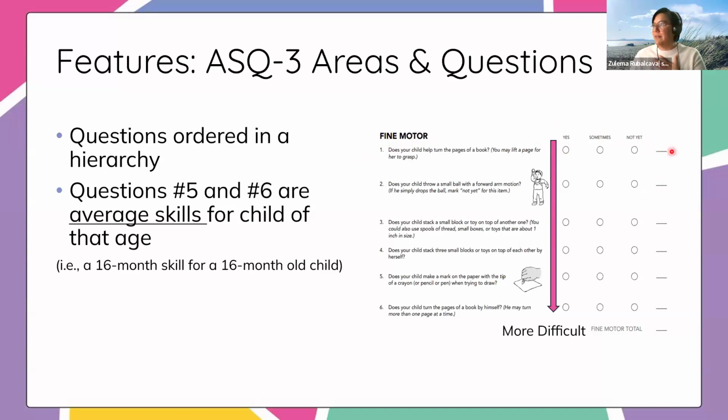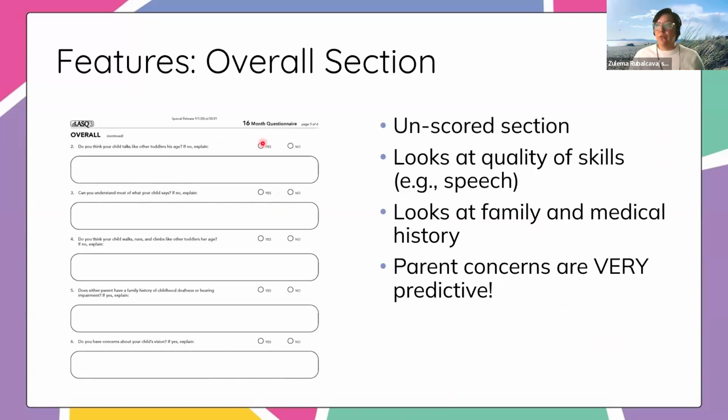You'll see that there's a little line here, and that's a reminder that I'm going to score this, right? I'm going to give this a score depending on how the family answered, and then I'm going to have a fine motor total, right? So I'm going to add up all of these questions to tell me what the score is for all of these questions for this category, and that's going to be the same in each of those 5 domains.